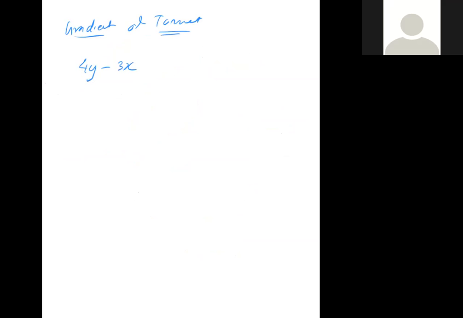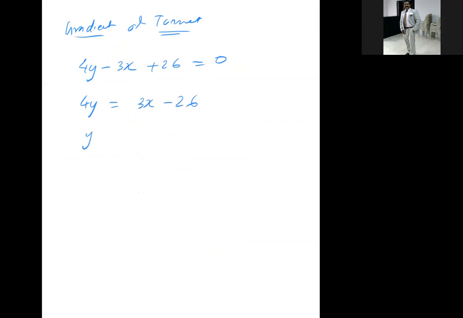So what is the gradient of the tangent? What was our equation? 4y minus 3x plus 26 is equal to 0. Or 4y is equal to 3x minus 26, or y is equal to 3 by 4x minus 26 by 4. So that means the gradient of the tangent is equal to 3 by 4.